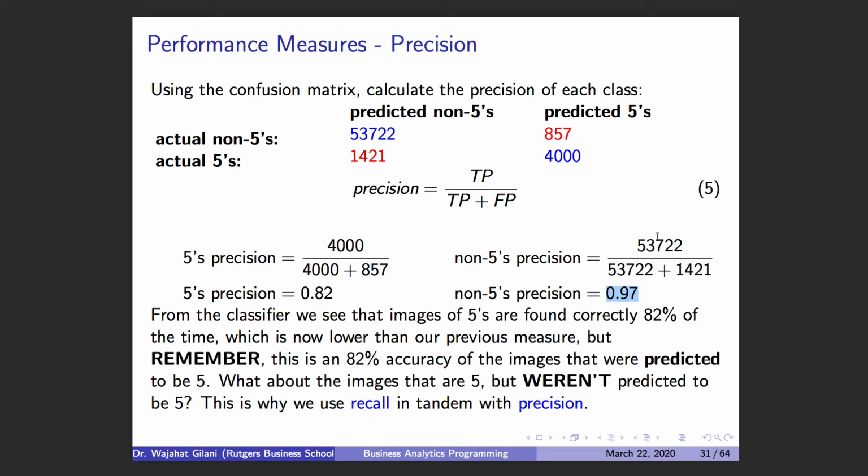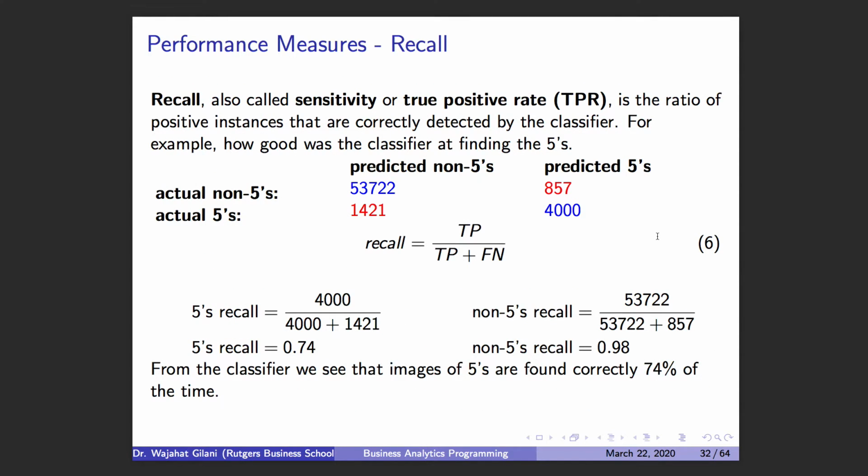Now, what about the images that were 5, but weren't predicted to be 5? That is what we call recall. And that is why recall is used in conjunction with precision to help measure the performance of a classifier. Recall, which is also called sensitivity or the true positive rate, TPR, is the ratio of the positive instances that are correctly detected by the classifier. Again, mathematically, let's go over it and then I'll show you an example of what it really means.